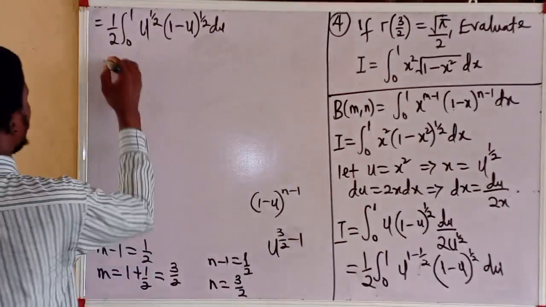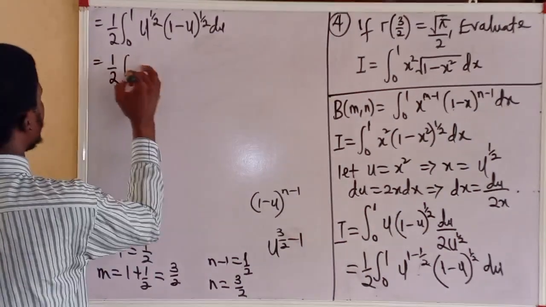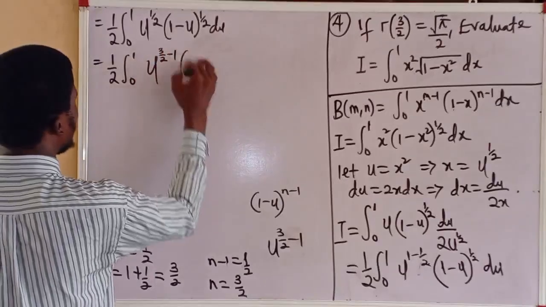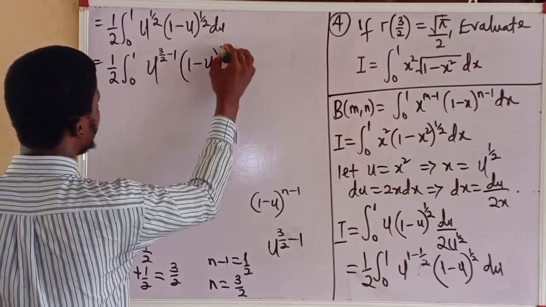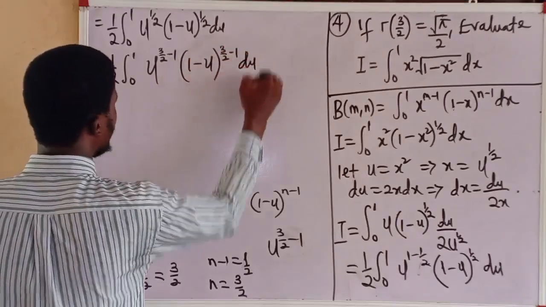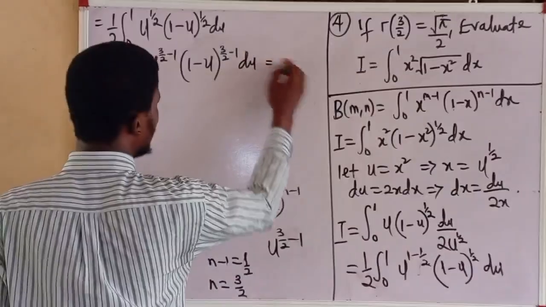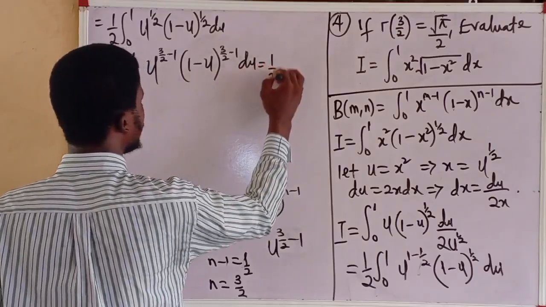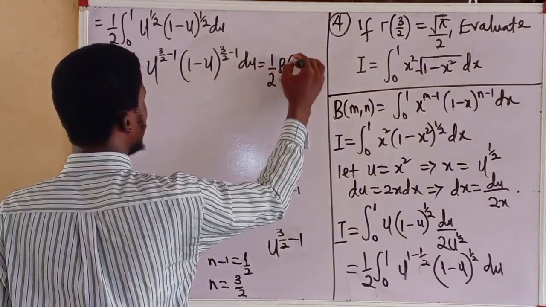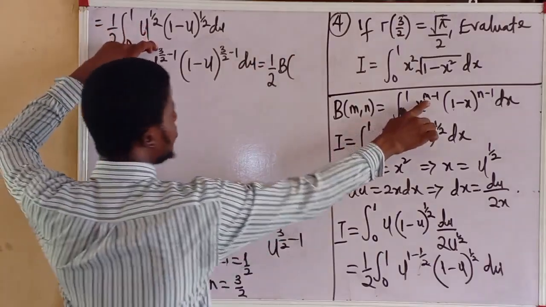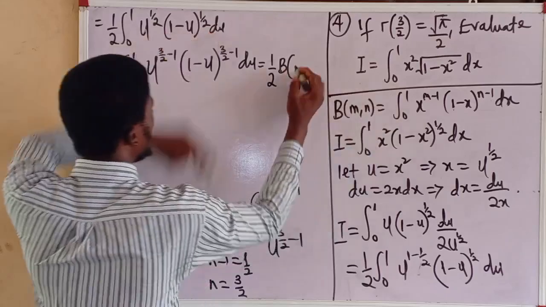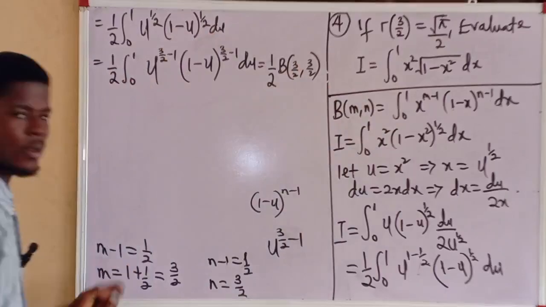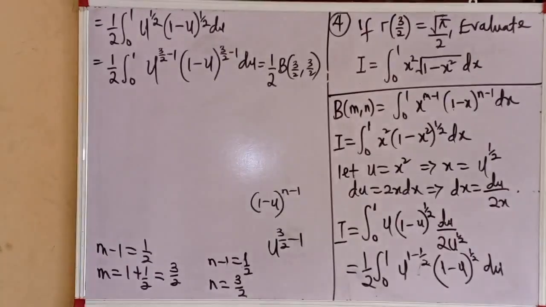So this is now 1 over 2 into the integral from 0 to 1 of u to the power of 3 over 2 minus 1 into 1 minus u to the power of 3 over 2 minus 1 du. And if we compare this with the beta function, we can say it is equal to 1 over 2 into beta of m is 3 over 2, n is still 3 over 2. So we have 3 over 2, comma 3 over 2. That's what the integral is equal to.